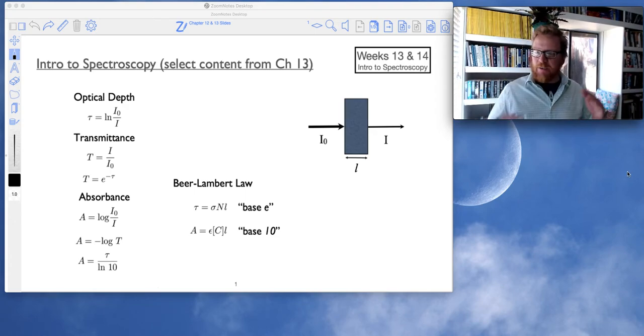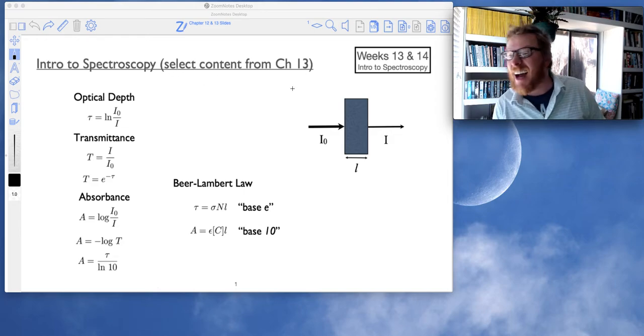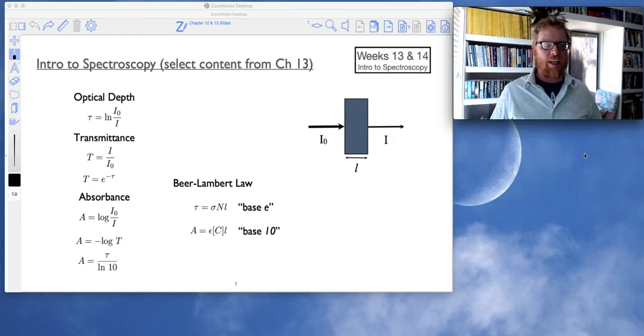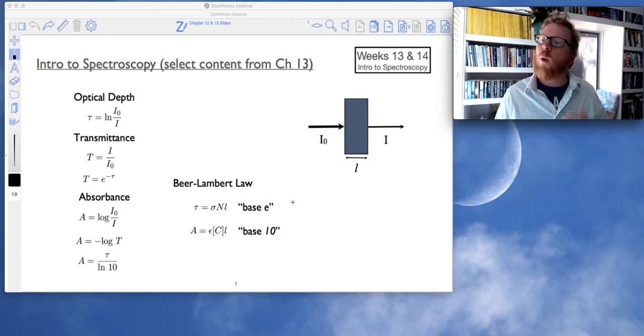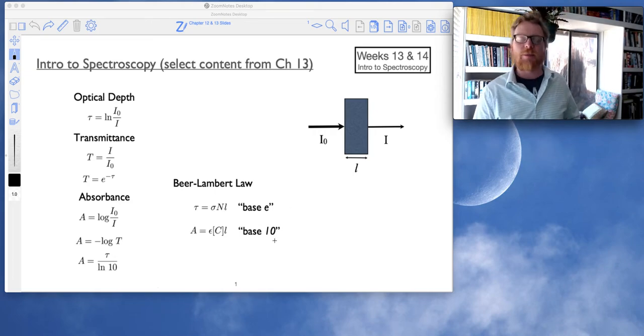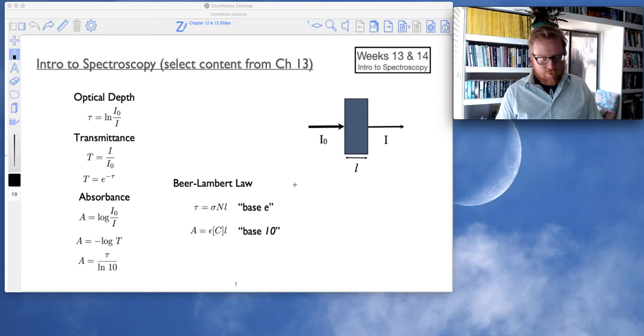The book kind of divvies up everything on spectroscopy in kind of a weird way. So that's why you see that it says select content from chapter 13 here. And so that's going to happen with some of the other chapters. So I apologize for that. I'm going to try to keep it as organized as I can. But I wanted to put together a custom set of topics that I think fit nicely together.